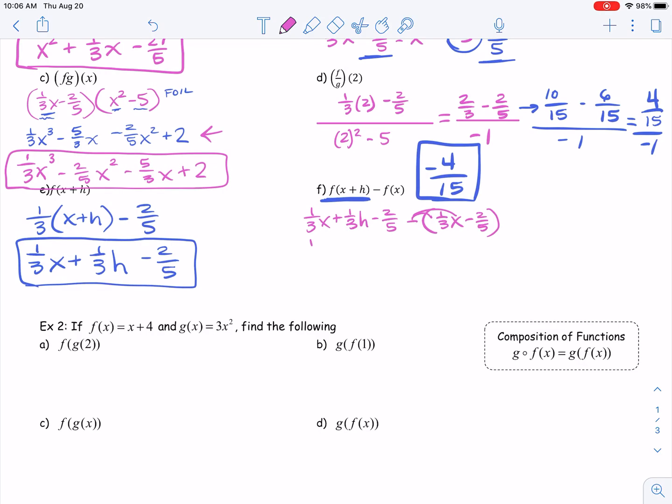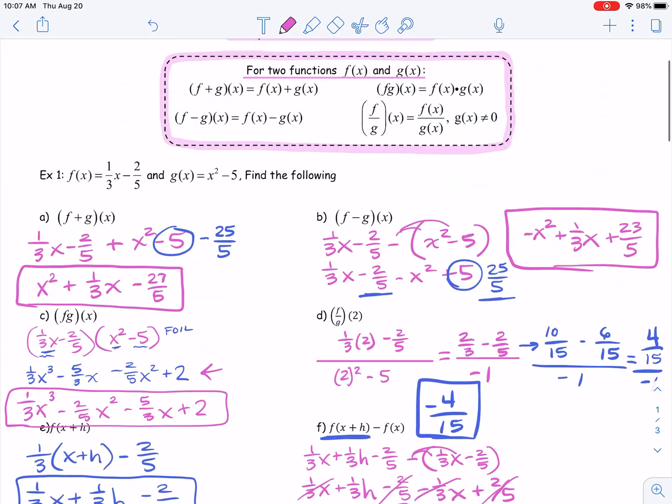Okay, so if I do that, I have my 1/3 x plus my 1/3 h minus my 2/5 minus a 1/3 x plus a 2/5. I distributed that negative, that subtraction sign. Now I can combine like terms, and I notice that things start to cancel out. A positive 1/3 x and a negative 1/3 x, a negative 2/5 and a positive 2/5. All I'm left with is that 1/3 h. That's all I'm left with, that 1/3 h.